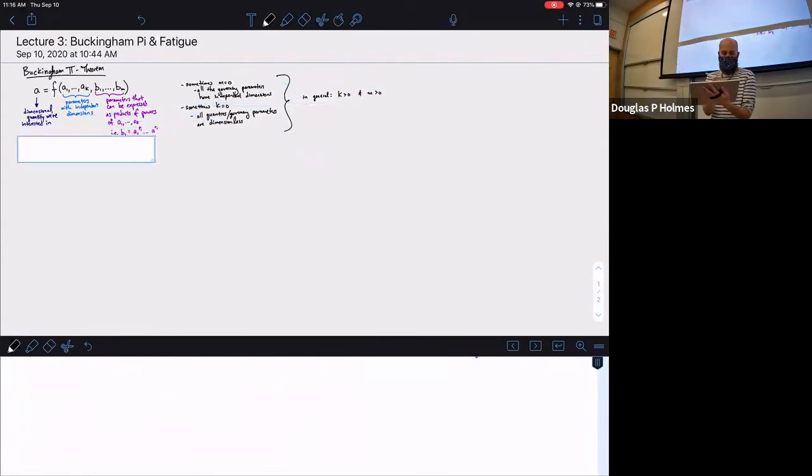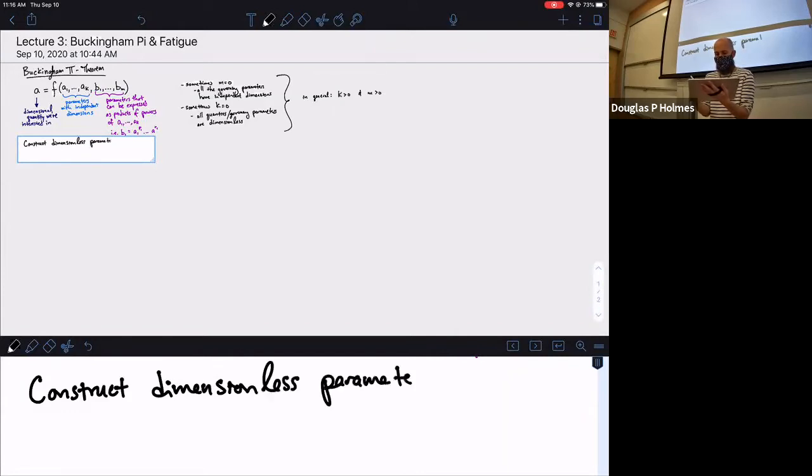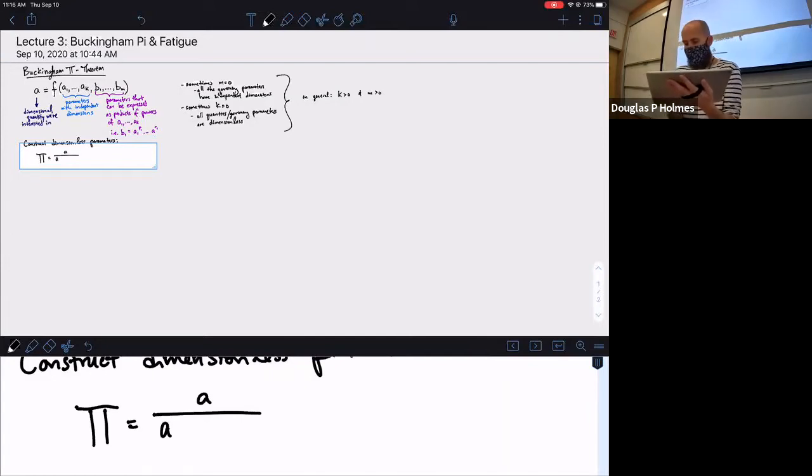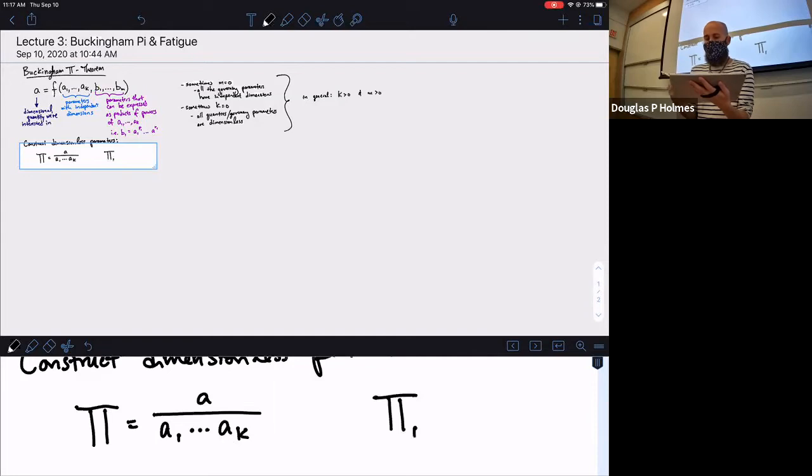So for instance, we can write that capital Pi would be equal to the quantity we're interested in, A, divided by the quantities A1 through AK. And we can have a collection of dimensionless parameters, for instance, Pi1, which would be B1 over A1 to some power times AK to some other power, and so on and so forth.